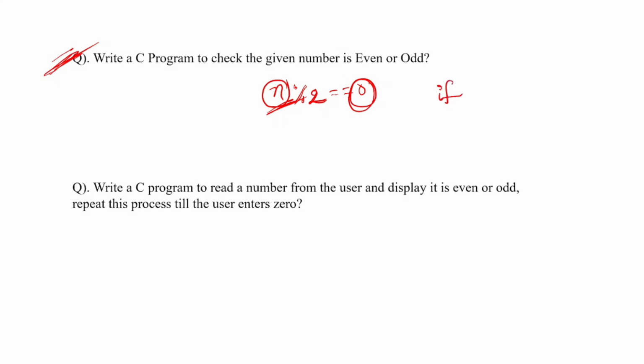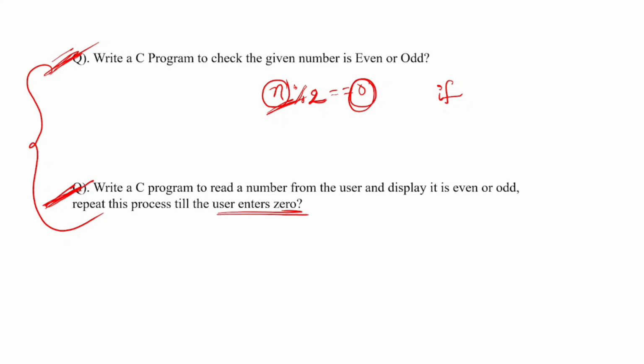Next question is, write a C program to read a number from the user and display whether it is even or odd. Repeat this process till the user enters 0. What is the difference between these two questions? First one is, take only one number and check whether that number is even or odd. See the second question, take a number of numbers. If you enter some number, immediately you have to get the result, even or odd. Next enter another number, next enter another number, like that, up to the user enters 0.